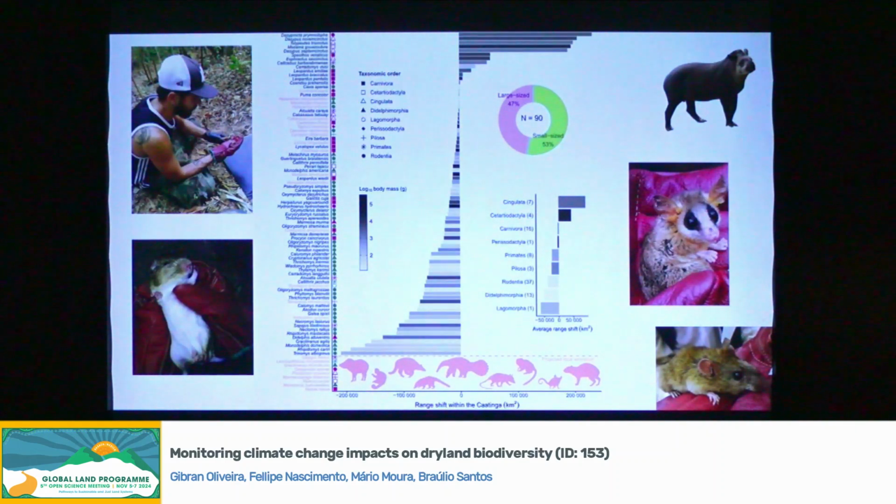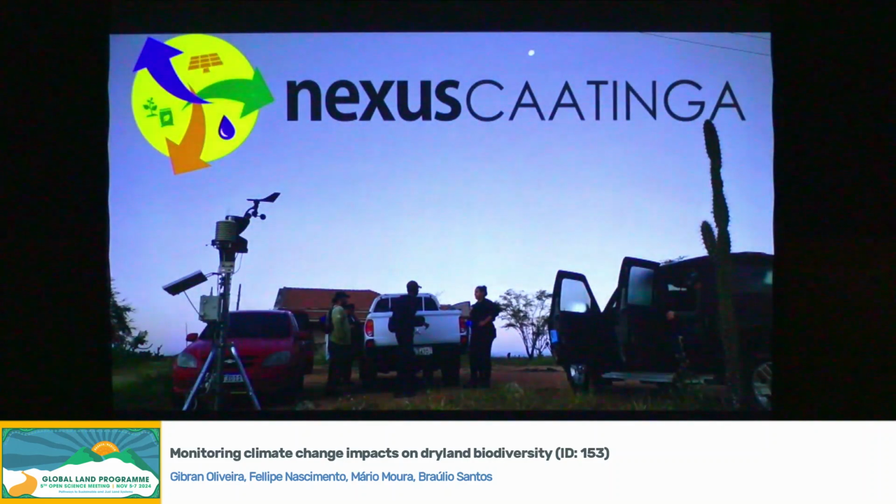And so in the end, we conclude that climate change will lead the drylands of Brazil to homogenization and to richness loss. But last, and not least important, we also work not only from outside to inside, but also from inside to outside.